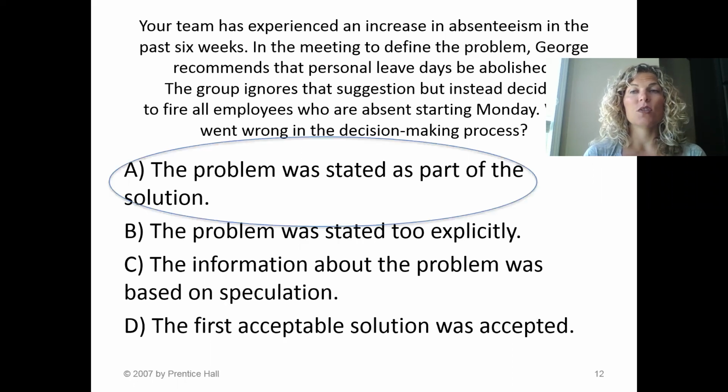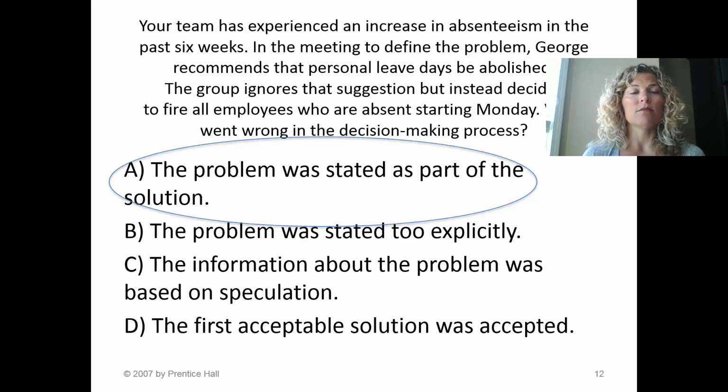So the answer to this one is A. The problem was stated as part of the solution, right? So the problem was never identified, this increase in absenteeism in the past. Well, why? What's the issue here, right? What's the real problem? And so we never really dug into that. So it wasn't stated explicitly, especially not too explicitly, right? So B is definitely not an option.